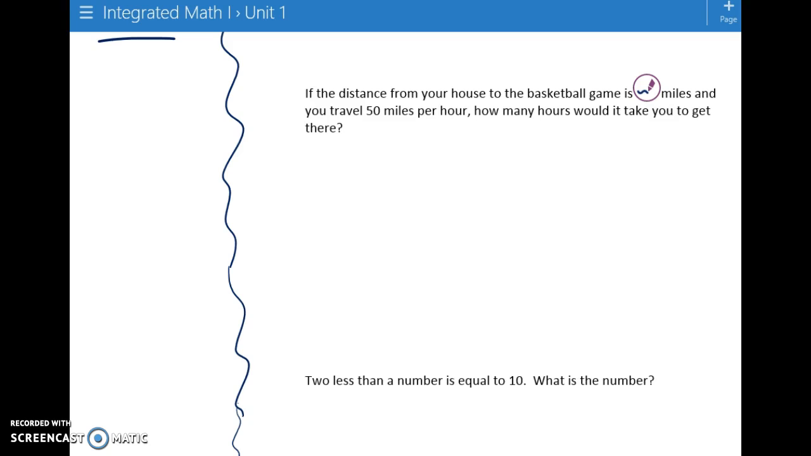If the distance from your house to the basketball game is 110 miles and you travel 50 miles per hour, how many hours will it take you to get there? So first of all, let's define our variable. H is for hours. And secondly, let's think about, well, what's the big deal here? The game is 110 miles away.